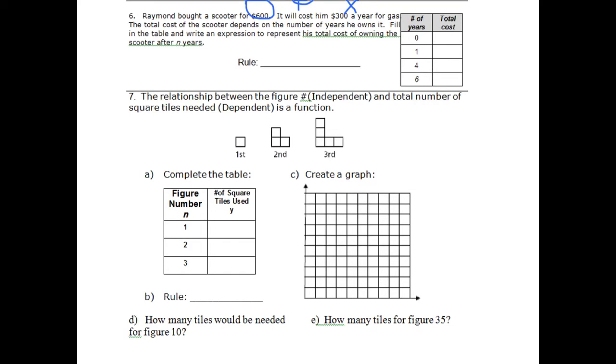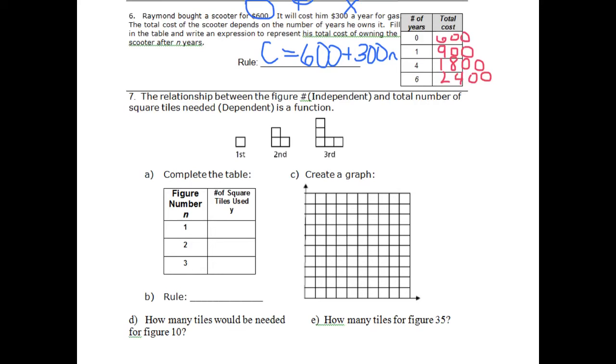So if we write the equation like we were doing last class, we would say the cost for Raymond owning this scooter is $600 plus $300 for every year. And they've asked us to use N for the years. So now that we've got the rule, what I want you to do is to pause the video and go ahead and plug in the total cost for 0 years, 1 year, 4 years, and 6 years. Okay, go ahead and check your numbers against the ones that I filled in.